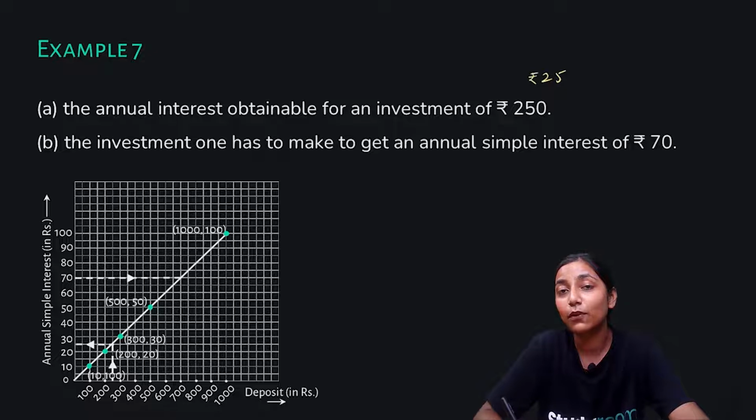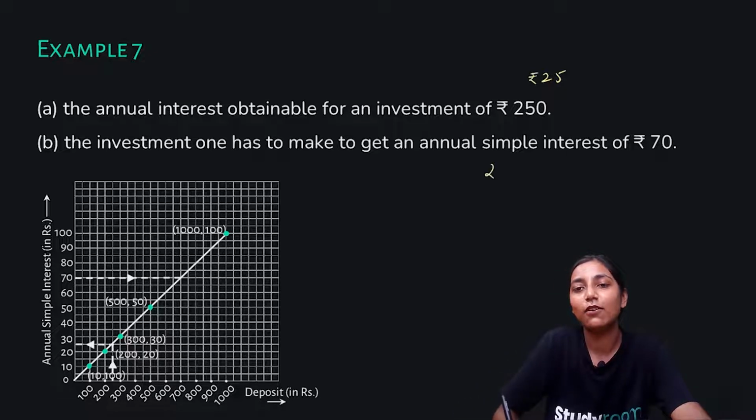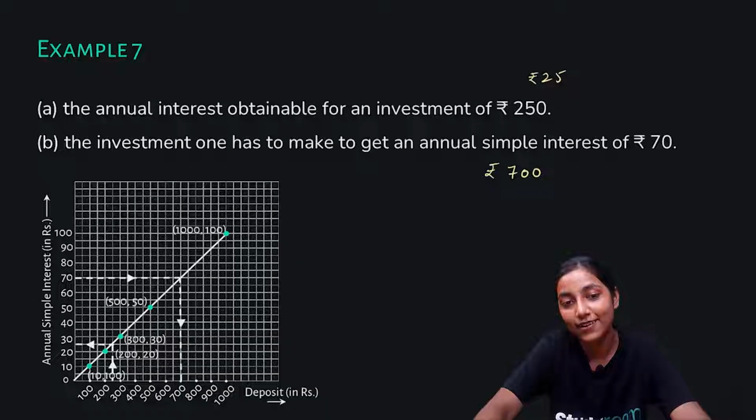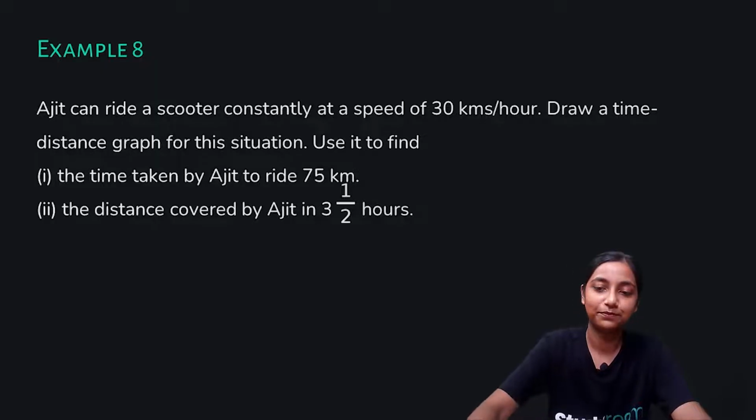So what investment does one have to make to get this much simple interest? That is rupees 70. That investment is rupees 700. You checked it from the graph itself. You go down here, you get 700.